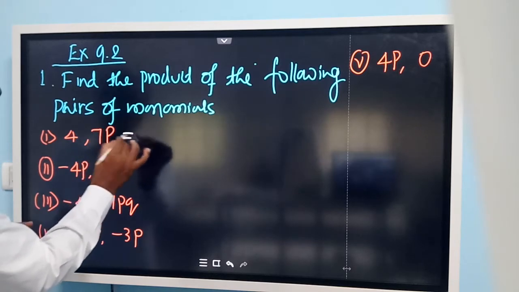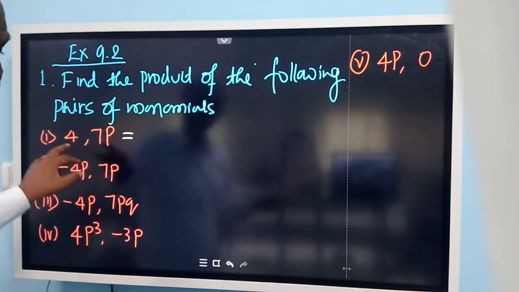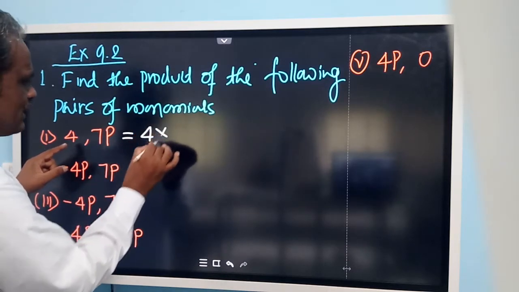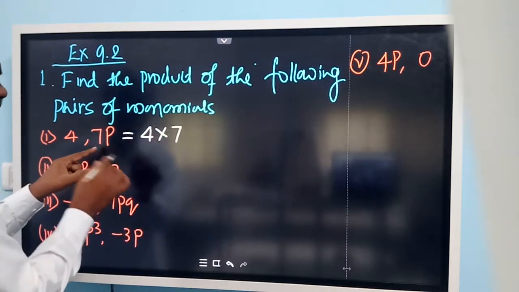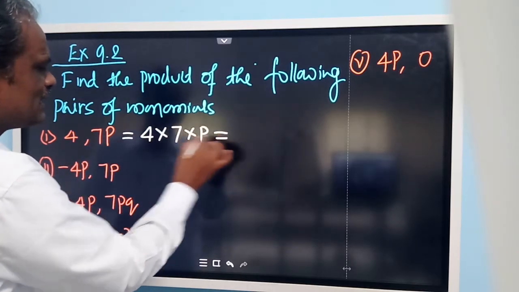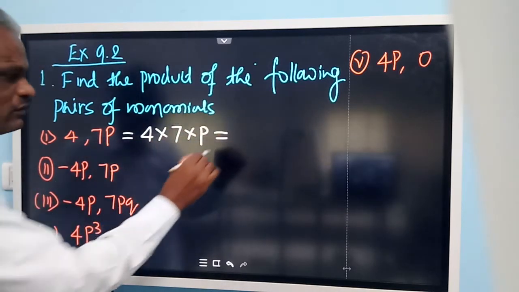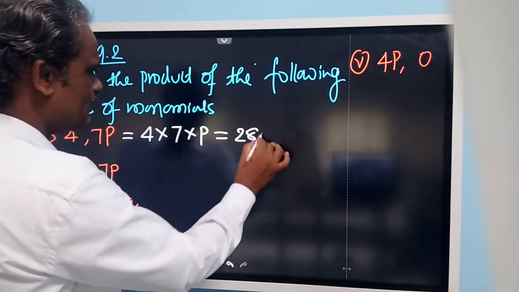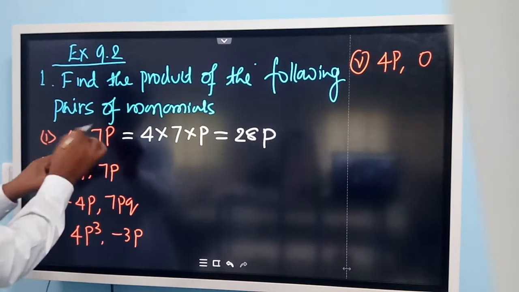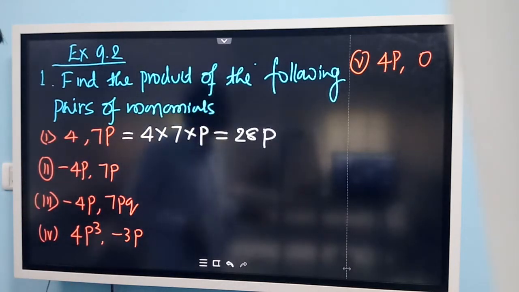While multiplying this one, first you need to multiply the numerical coefficients, numerals. So 4 into 7, then the variable is only one variable, that is p. So what is the answer? 28 into p, 28p. This is how you can multiply. First you have to multiply the numerical coefficients.